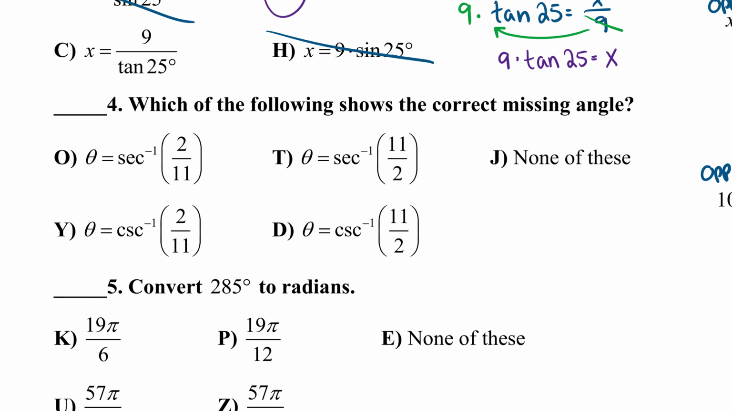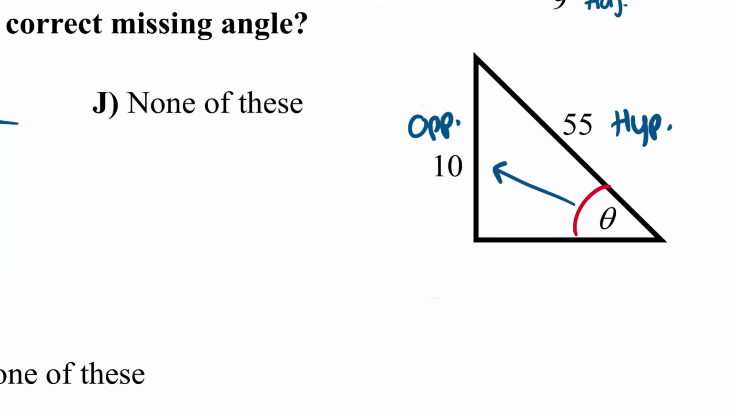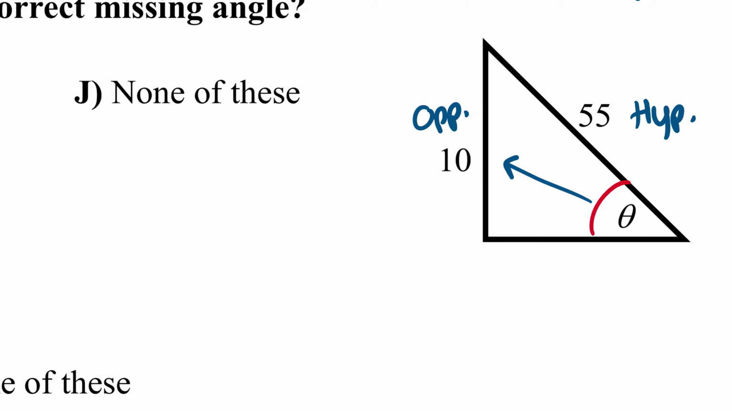Okay, so I have secant or cosecant. Well, if I have sine and I flip it, I would get cosecant, which means secant is out. Okay. So now I just got to do, this would be sine, or sorry. Yeah, sorry. Sine theta would be opposite, so 10 over 55.